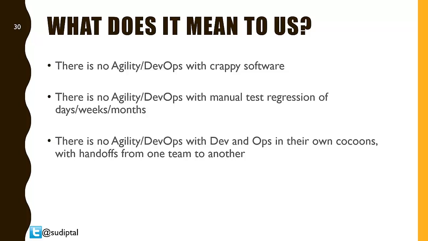There is no agility or DevOps with Dev and Ops in their own cocoons, and that comes from Deming's principle to break the barriers between the teams that ultimately cause the delivery of value to the customer.